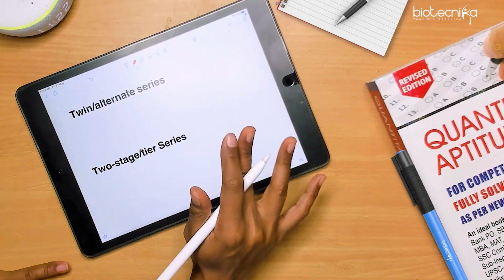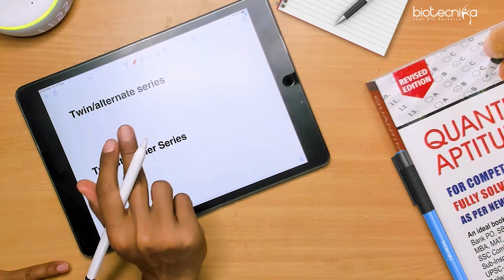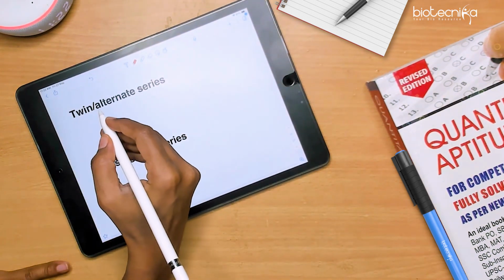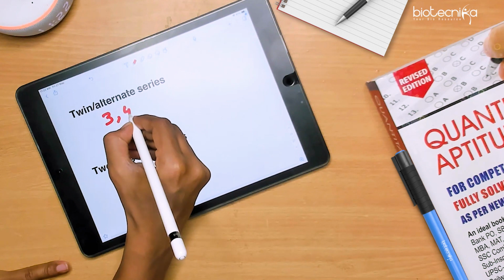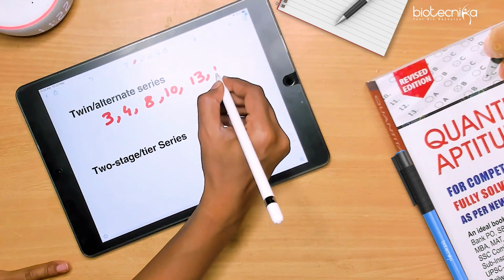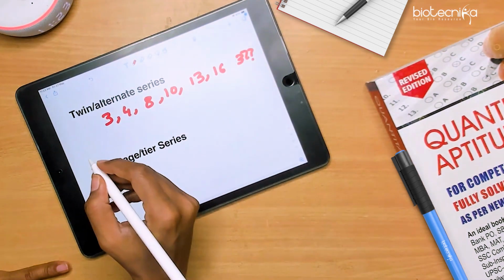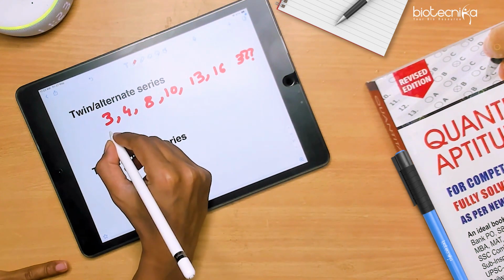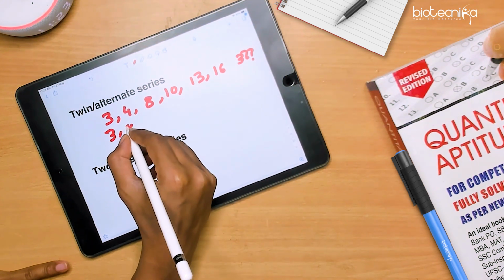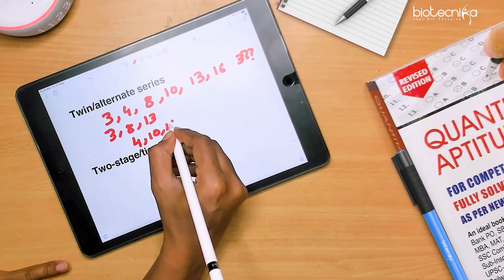Twin or alternate series. As the name suggests, the series will consist of 2 series combined into one single series. So let's say you have 3, 4, 8, 10, 13, 16. So what will come next? Right? So as we can see, there are 2 series involved. One is 3, 8, 13, and the other series is 4, 10, 16.